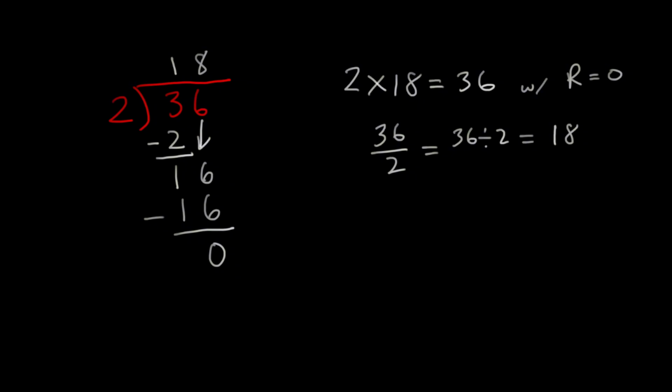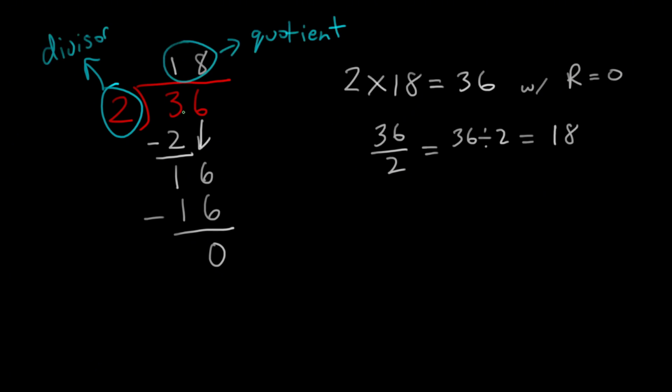So now let's give some names to everything here. So this thing right here is called the divisor. This is called the quotient, and this is called the dividend. Okay, let's do one more.